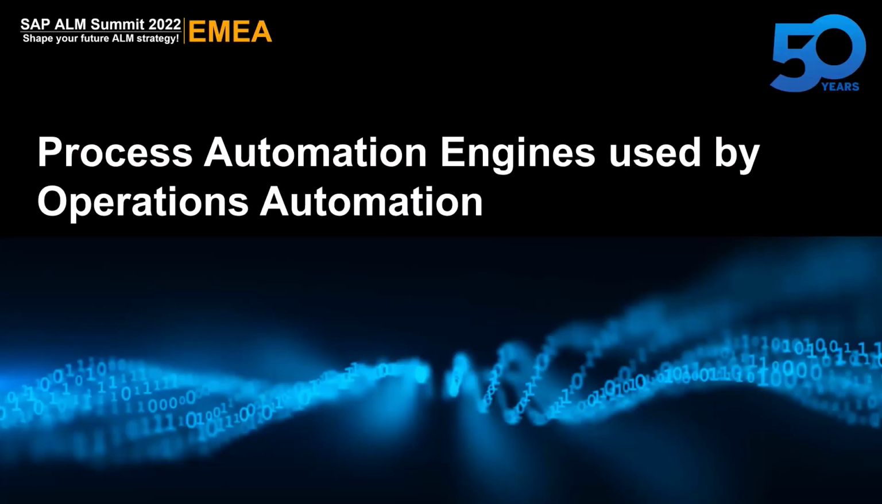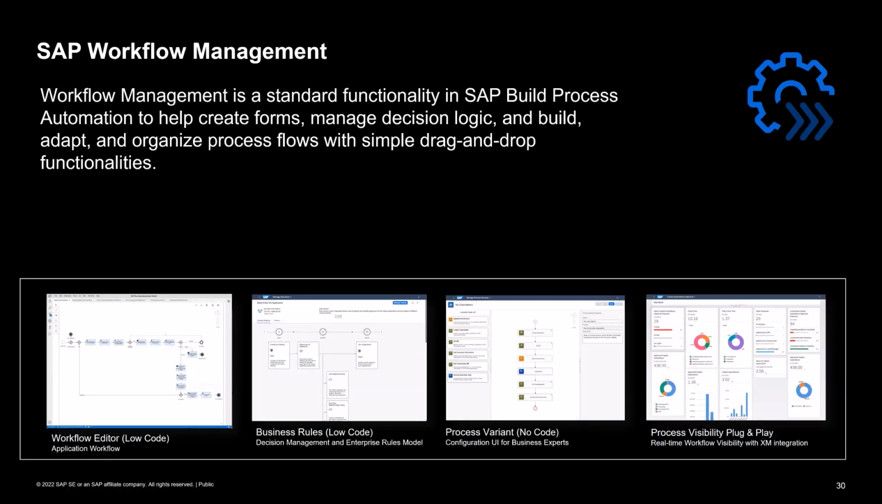Let's look a little bit deeper into the different capabilities of the different process automation engines that are supported by SAP Cloud ALM. First, SAP Workflow Management. It is a part of SAP Build Process Automation, and it allows you to create forms, manage decision logics, and build, adapt and organize process flows with simple drag and drop functionalities.